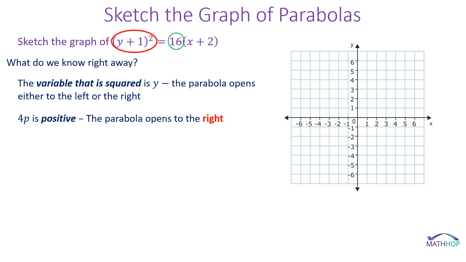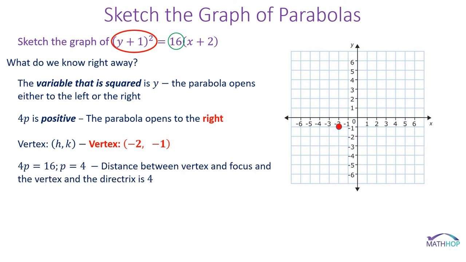The vertex is HK. Remember to grab H from the X, K from the Y. So we see that the vertex is -2, -1. We can plot that and make it easy. Now, 4p equals 16 gives us p as 4. So the distance between the vertex and the focus, as well as the vertex and the directrix, is 4. We already set it open to the right, so I know 1, 2, 3, 4. 2, -1 is where my focus should be.